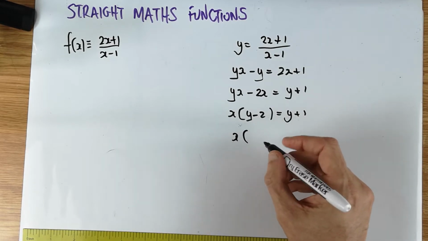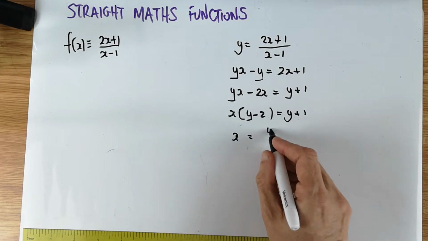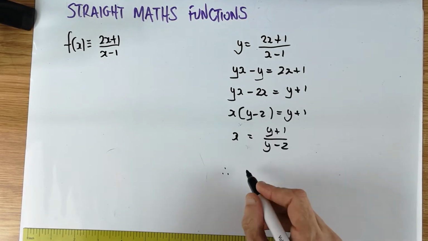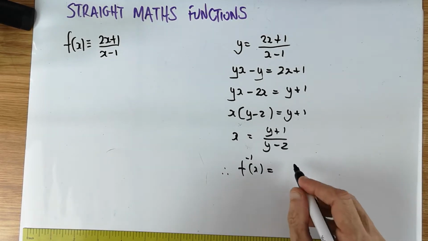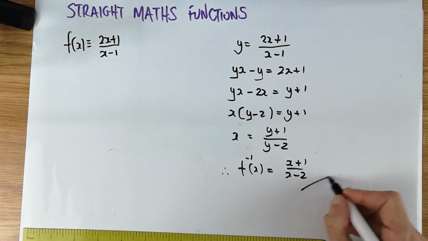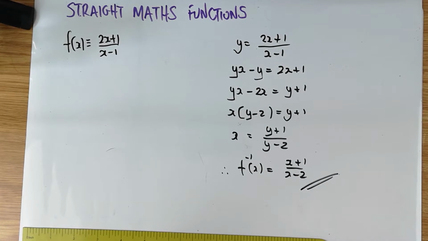So x is y plus 1 over y minus 2, and therefore f to the minus 1 of x is just x plus 1 over x minus 2. And that was part A. How many marks would that be? Probably 3 marks, 3 generous marks, in fact, in an exam. I don't think you'll be getting more than that.